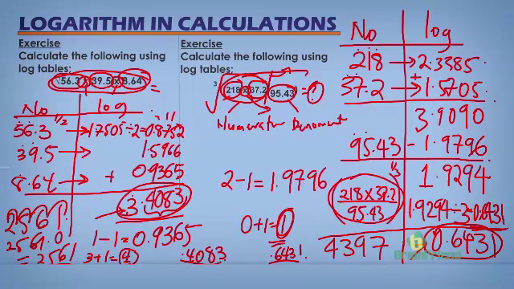From the integral part which we calculated, we indicated that whatever our answer is would be 1 digit before its decimal point. Therefore, we move our decimal point 1 step here to have 4.397, and that is our final answer.